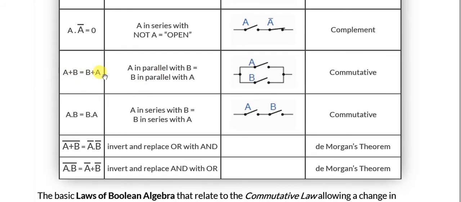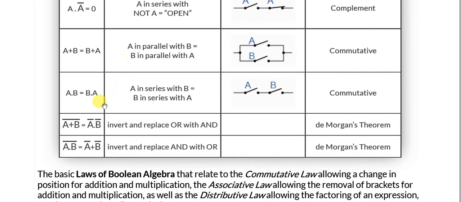Similarly, A plus B is equal to B plus A. This is the commutative law, you know it very well. Similarly, A dot B is equal to B dot A. This is also the commutative law, in addition, this one is for the multiplication.